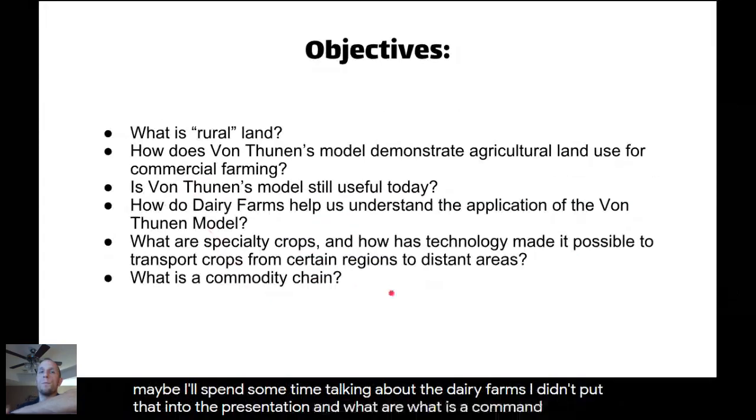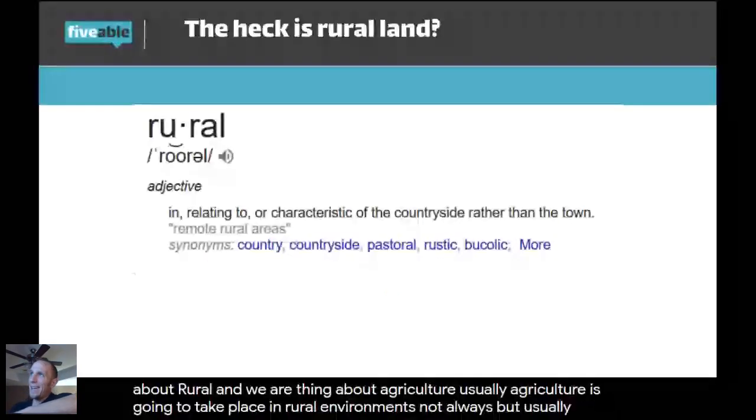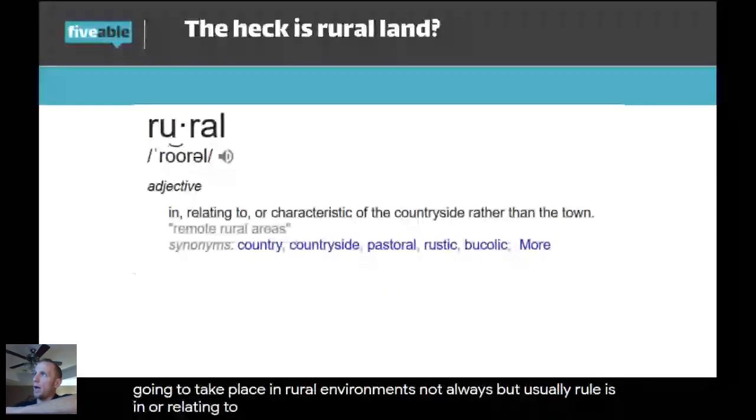Bam. So the first thing I want to do is spend a little bit of time looking at the concept of what rural is. Rural as opposed to urban. When we think about rural, we all think about agriculture. Usually agriculture is going to take place in rural environments. Not always, but usually. Rural is in or relating to or characteristic of the countryside rather than the town.